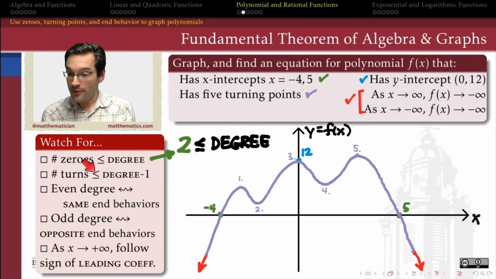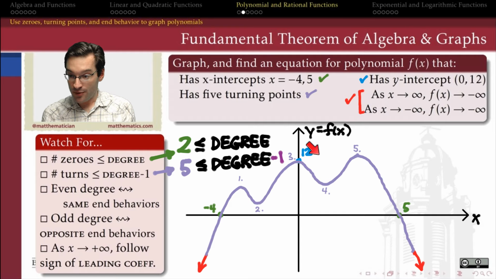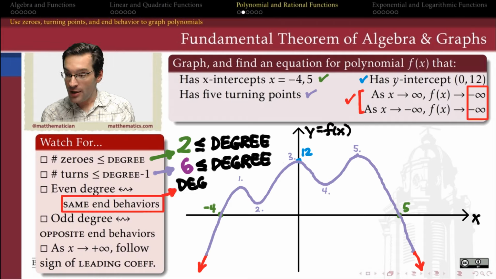Well, the fundamental theorem of algebra tells me that the degree of my polynomial has to be at least as large as the number of real zeros. So my degree has to be greater than or equal to 2 because I have 2 real zeros. But also that the number of turning points is less than or equal to the degree minus 1. So if I have 5 turning points, my degree has to be at least 6. Also, because of what we know about end behaviors, in this example my end behaviors are the same, and so the degree of my polynomial has got to be even. If the end behaviors were opposite, then my degree would have to be odd.